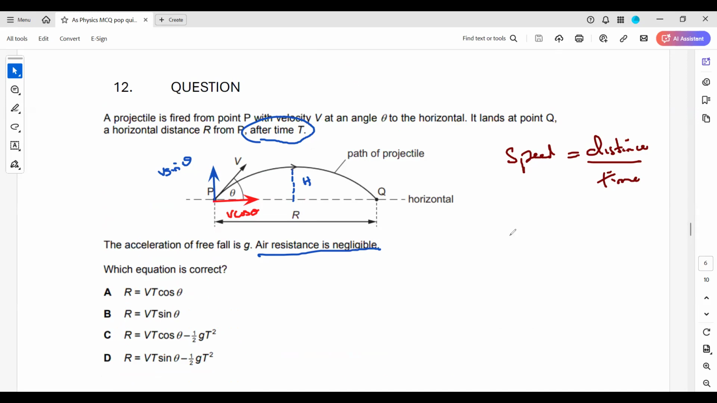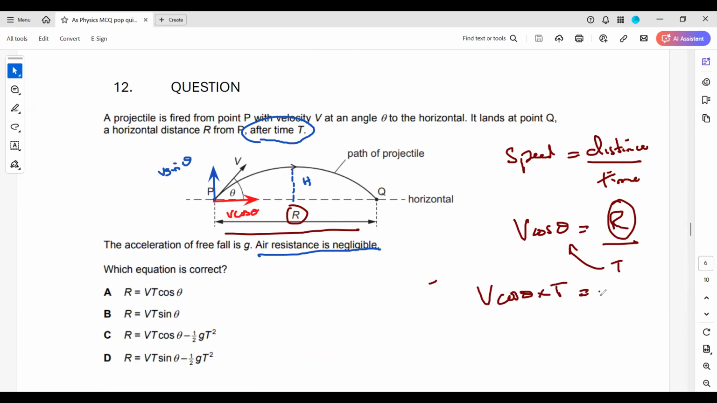So the horizontal component of the speed is v cosine theta. The distance is the maximum distance, which is the range. And in the question, they gave the total time, capital T. So if I need the range, the time is divided, on the other side multiplied. So it will be v cosine theta times T equals R. So it matches with option A: the maximum horizontal distance is the product of the horizontal component of the velocity multiplied by the total time of the flight.